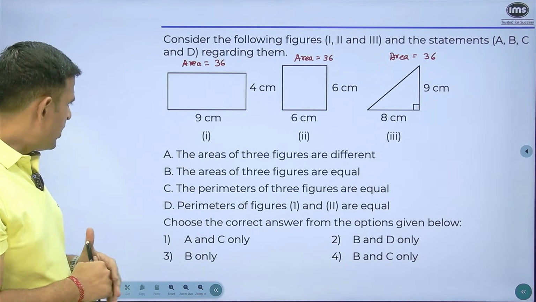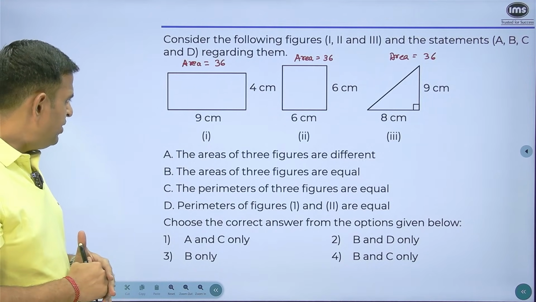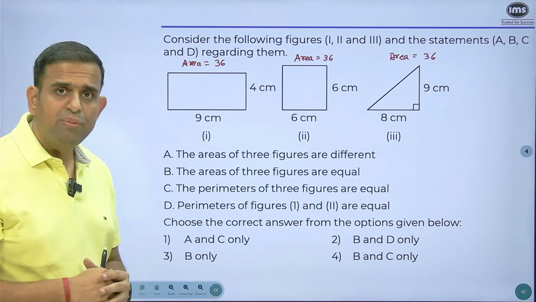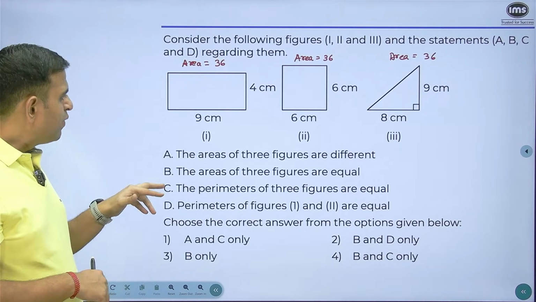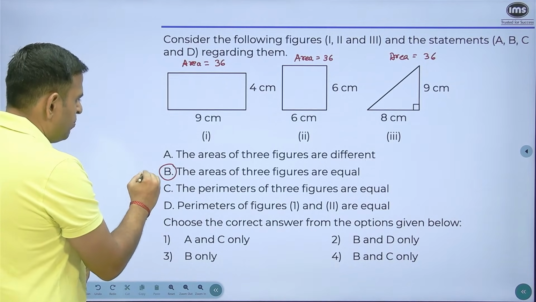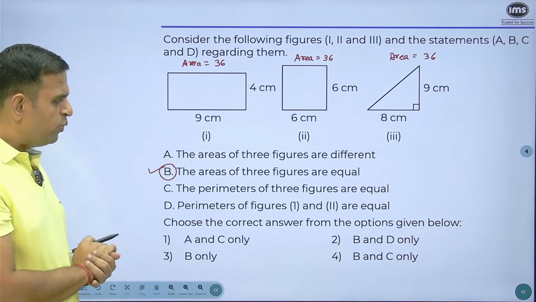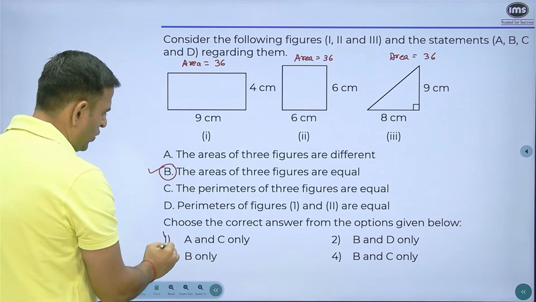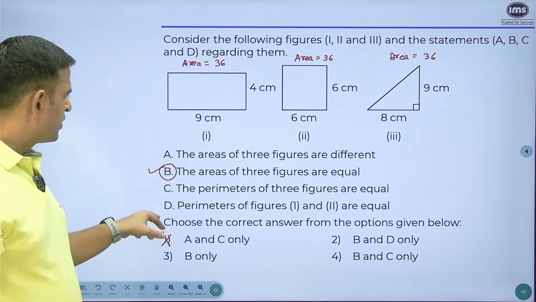And if I look at the statements A, B, C and D, where A and B are regarding the area and C and D are about the perimeter, the area of the three figures are equal is mentioned in statement number B. So B definitely has to be true. And if I take the help of that, option number 1 basically will be ruled out.